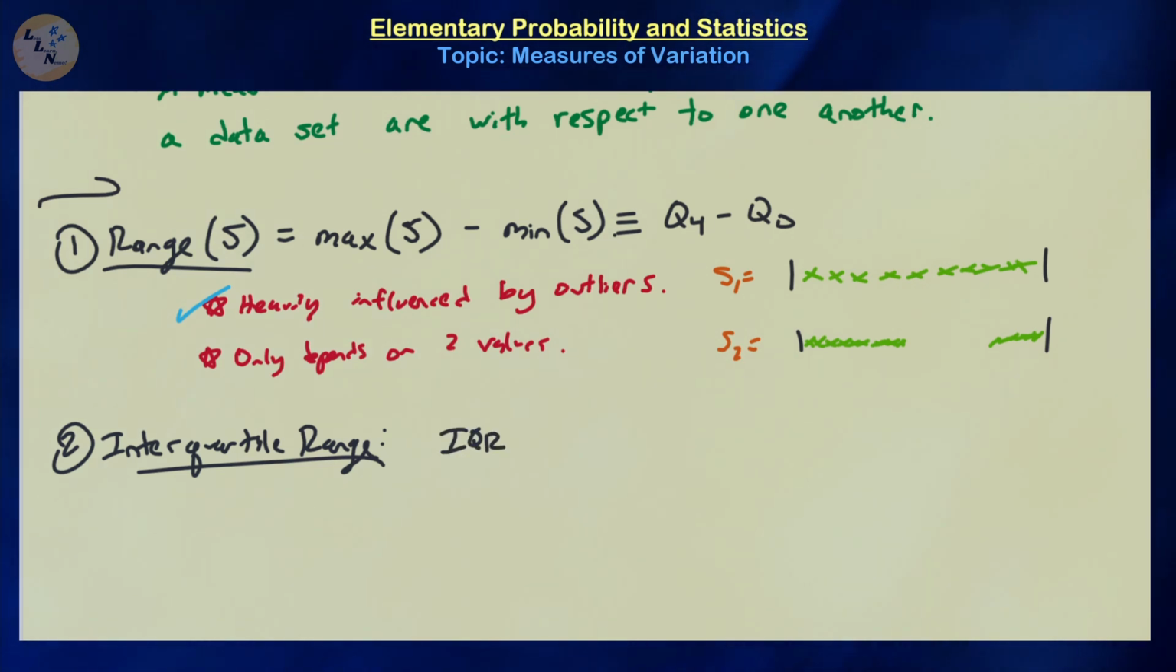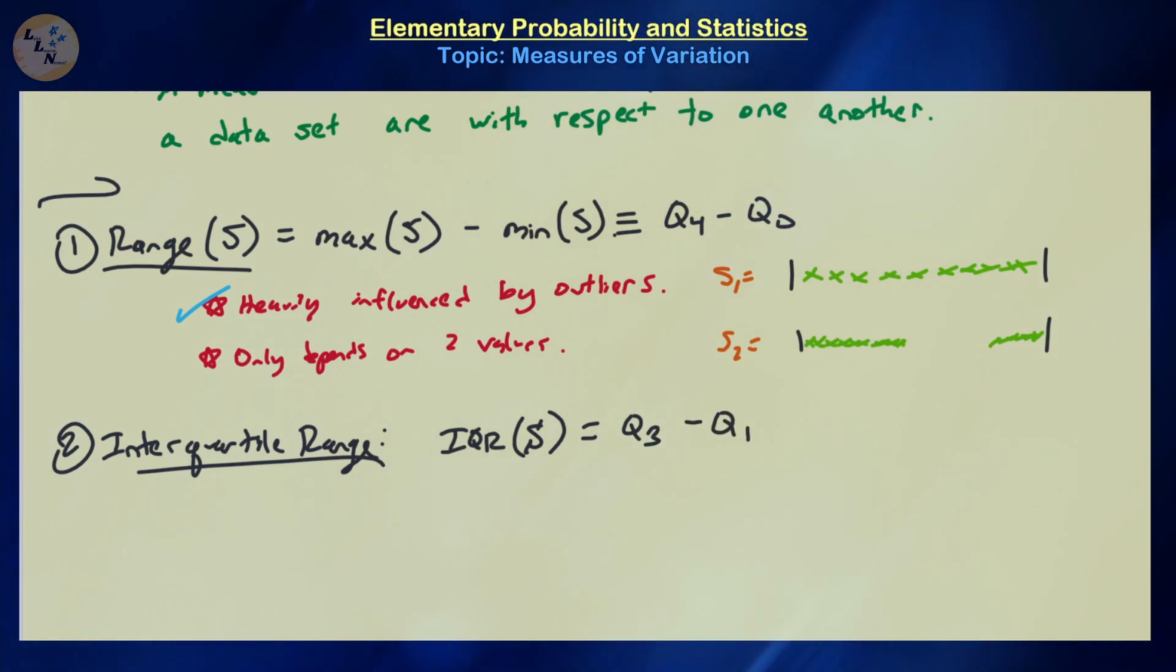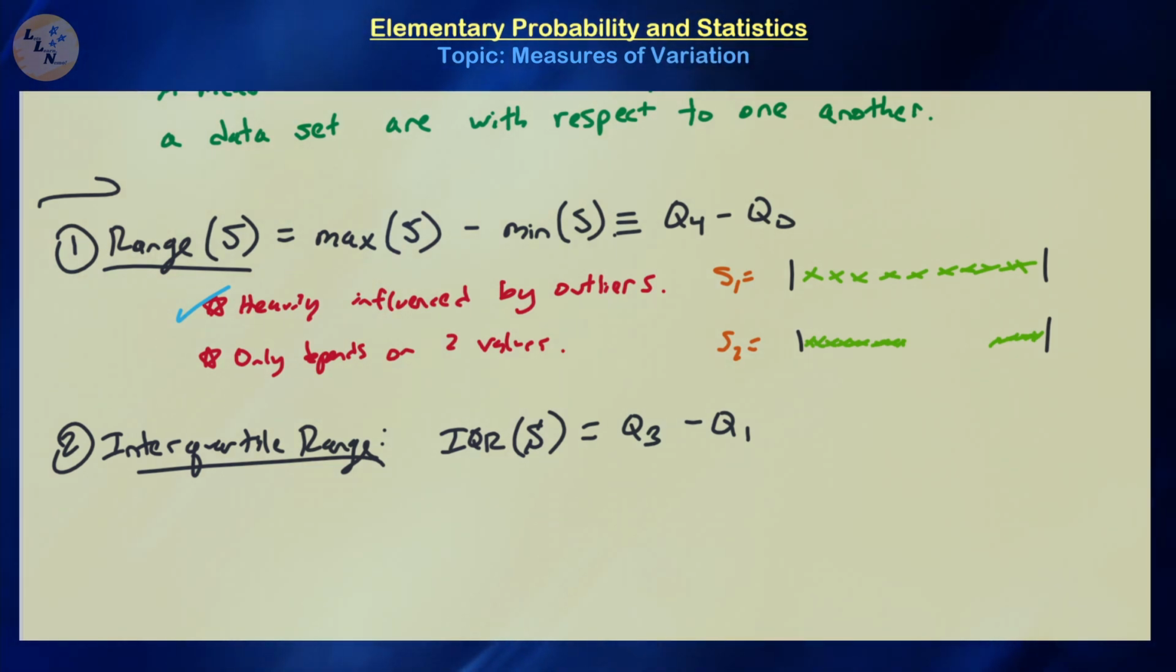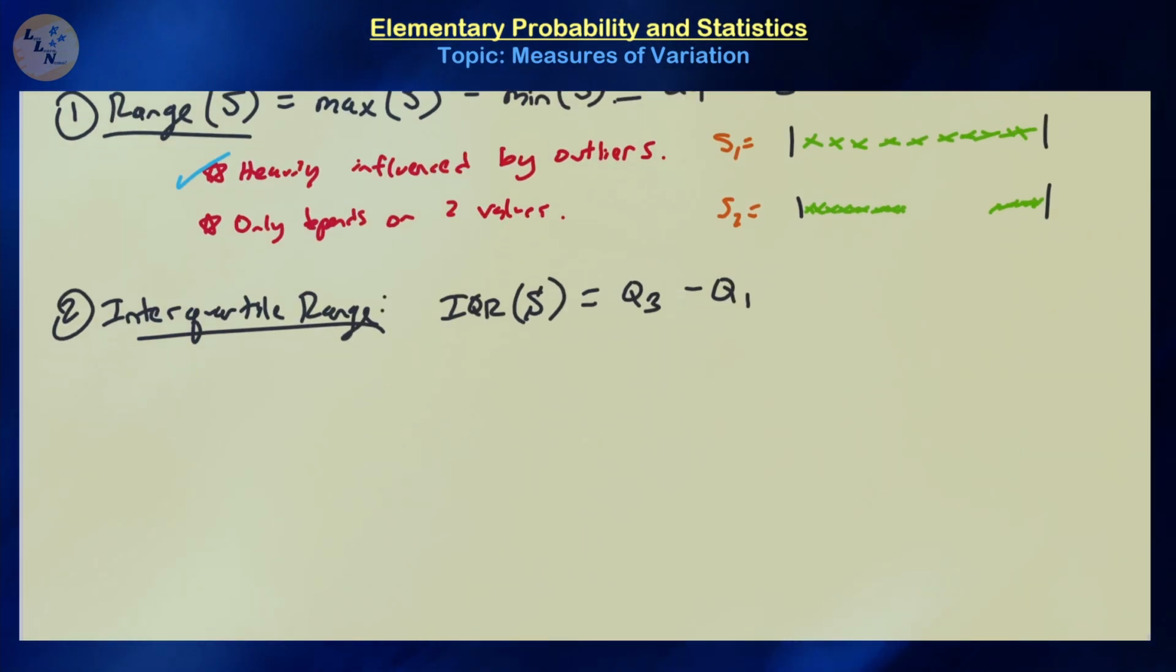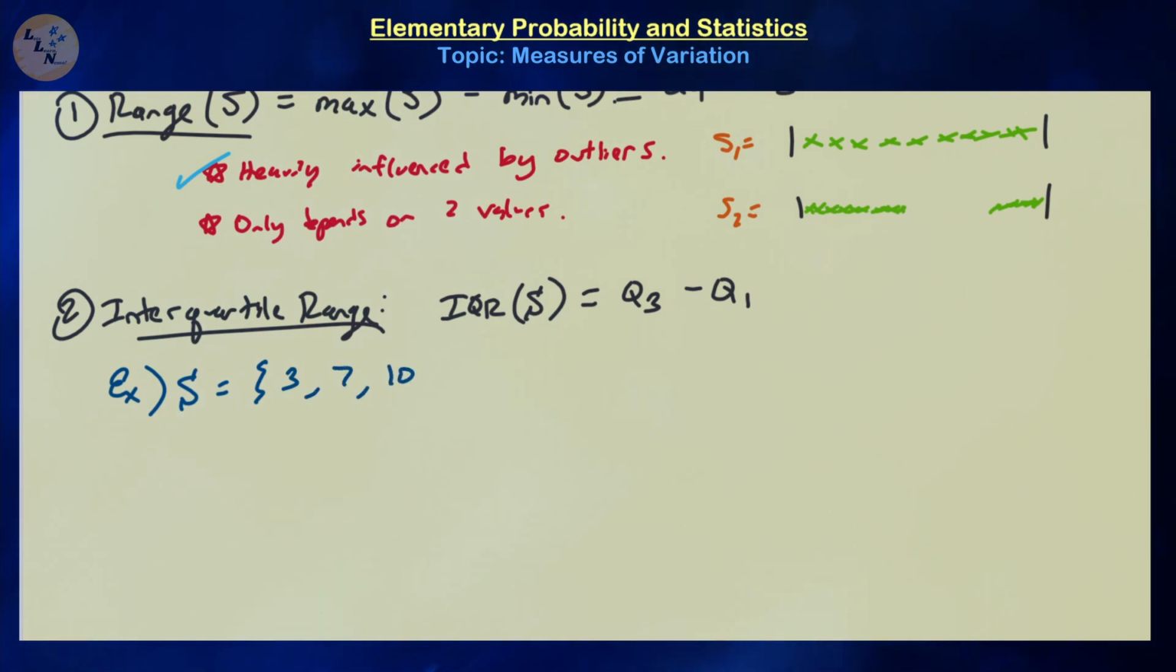So the interquartile range of a data set S is going to be the difference of the inner quartiles. So now it's not going to be as heavily influenced by outliers as the range is, but it still only depends on two values. So let's just do a brief example on how to calculate the interquartile range for a data set. So for example, let's assume my data set is the set of numbers 3, 7, 10, 11, 13, 15, and 20.